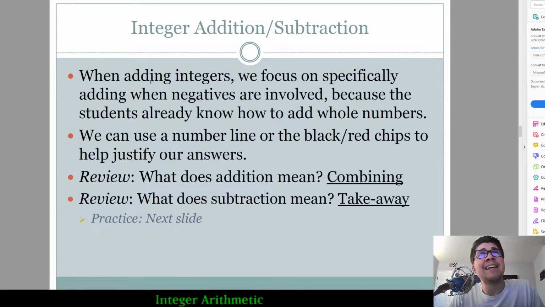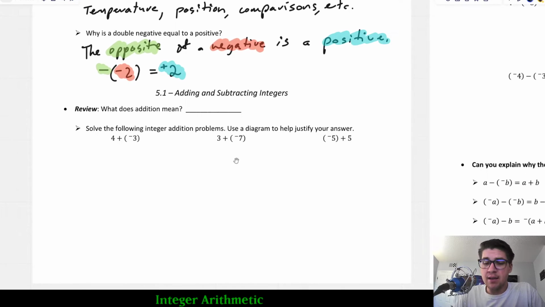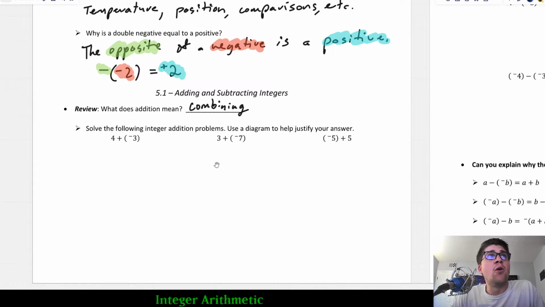When adding integers, there are a couple of strategies that I like to use, boiling back down to the most basic conception of addition and subtraction: addition is combining or joining together, whereas subtraction is take away. And we can use those ideas with the chip model to think about why these things happen. So let's start off with some of these examples, but addition means combining. And so, let's say we wanted to do 4 plus a negative 3.